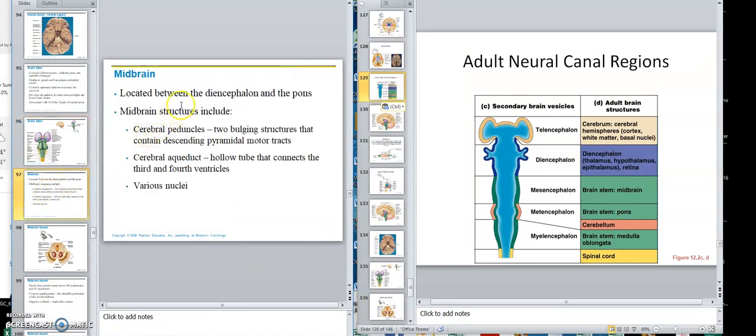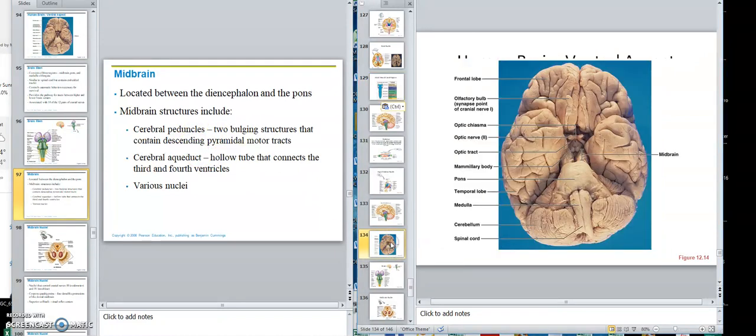That midbrain is located between the diencephalon and the pons. Okay, diencephalon and the pons. Cerebral peduncles, two bulging structures. Cerebral peduncles, two bulging structures that you'll see. Okay, that things kind of sit on. See these peduncles? These peduncles there, they kind of sit on. Two bulging structures that contain descending pyramidal tracts.